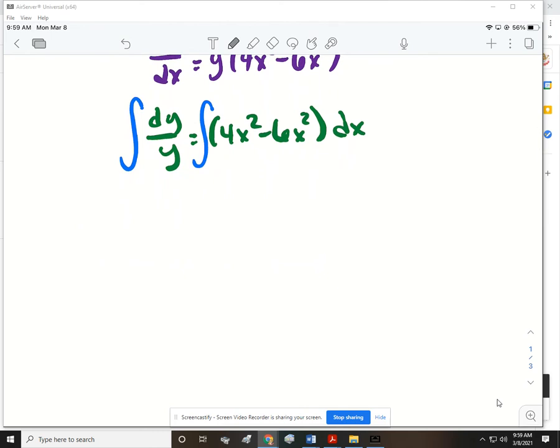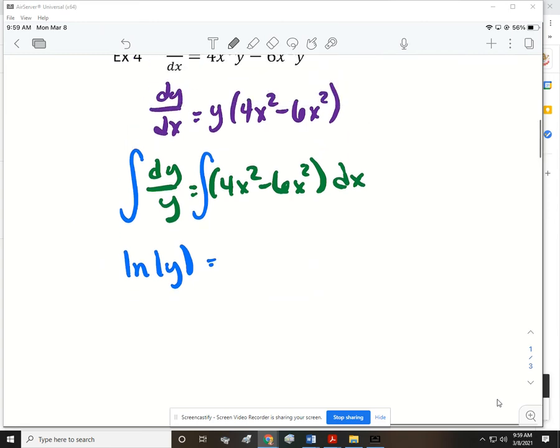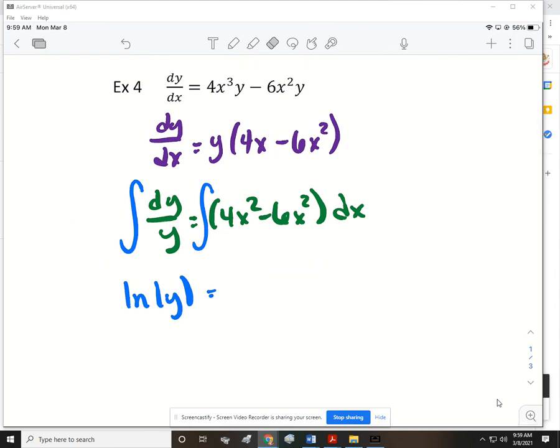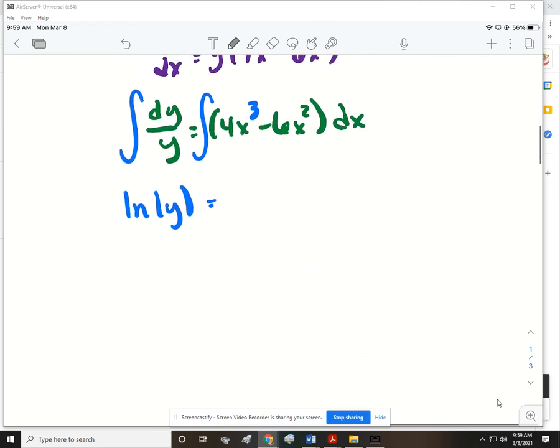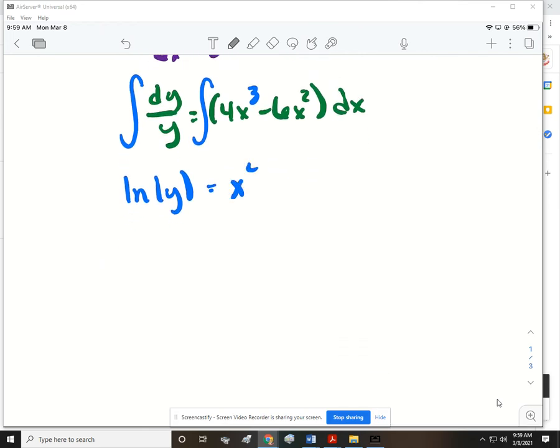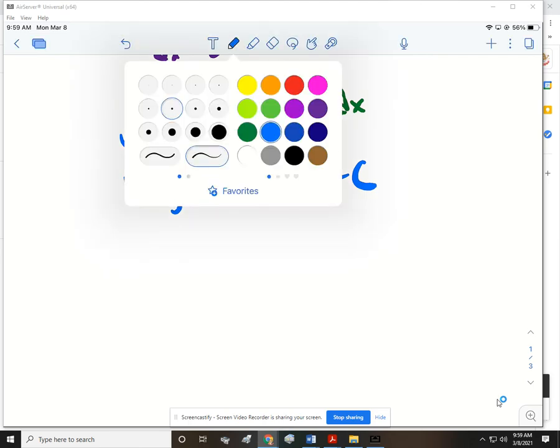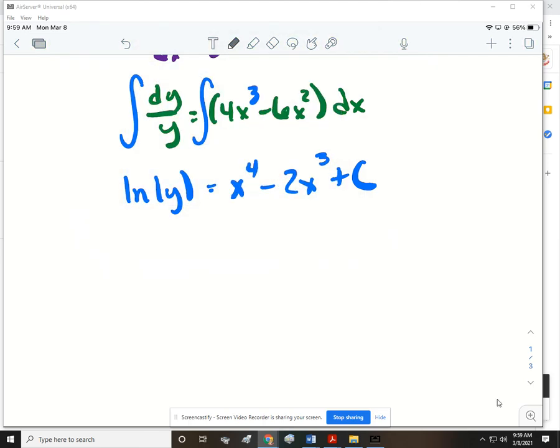So if I want to find the integral of dy over y, that's going to be the natural log of the absolute value of y. And then over here, I brought it down wrong. Okay, over here, I'm going to add 1 to my power and divide by my new power. Okay. We're going to use old rules that you may not remember.